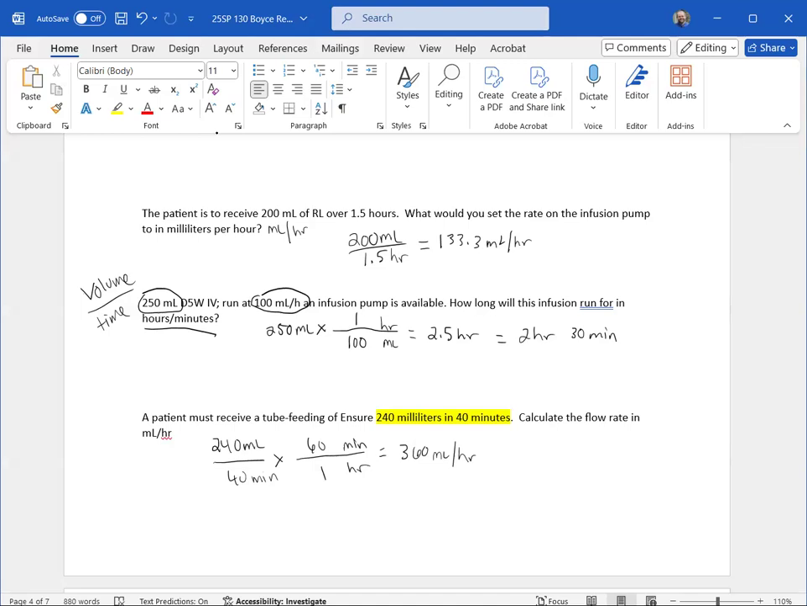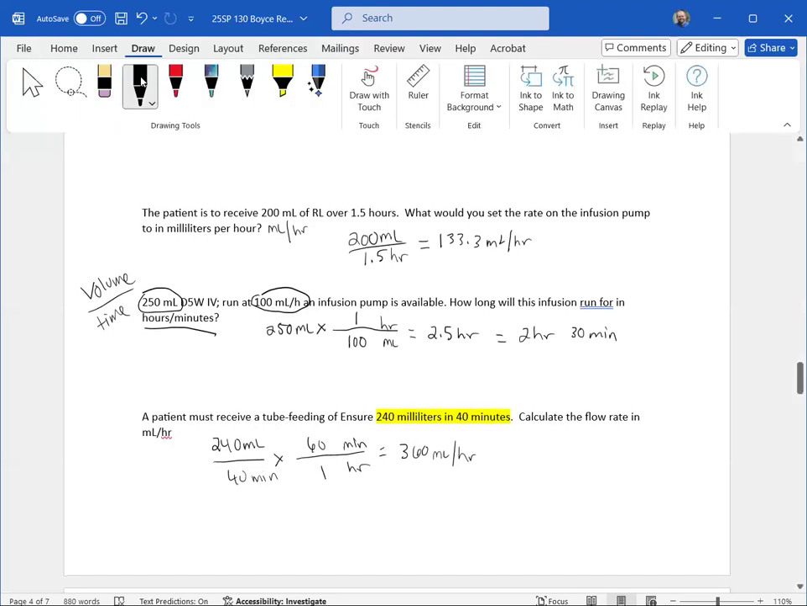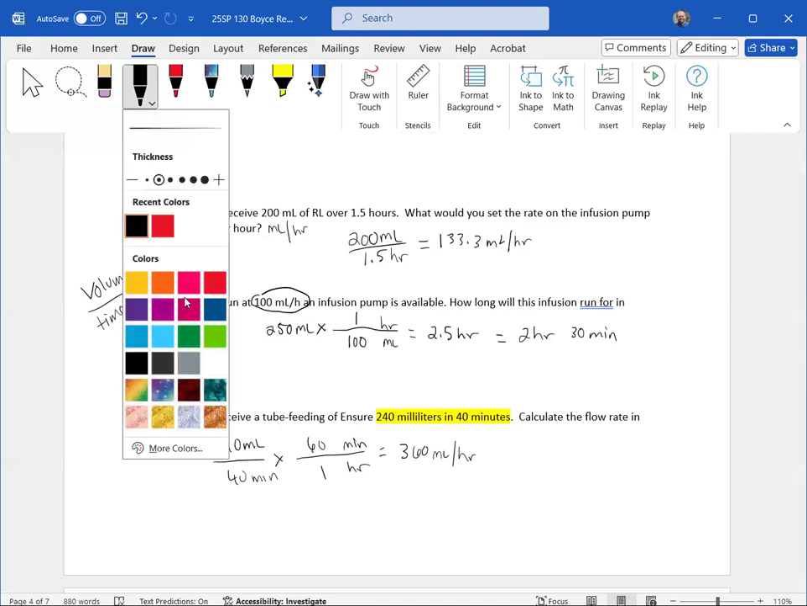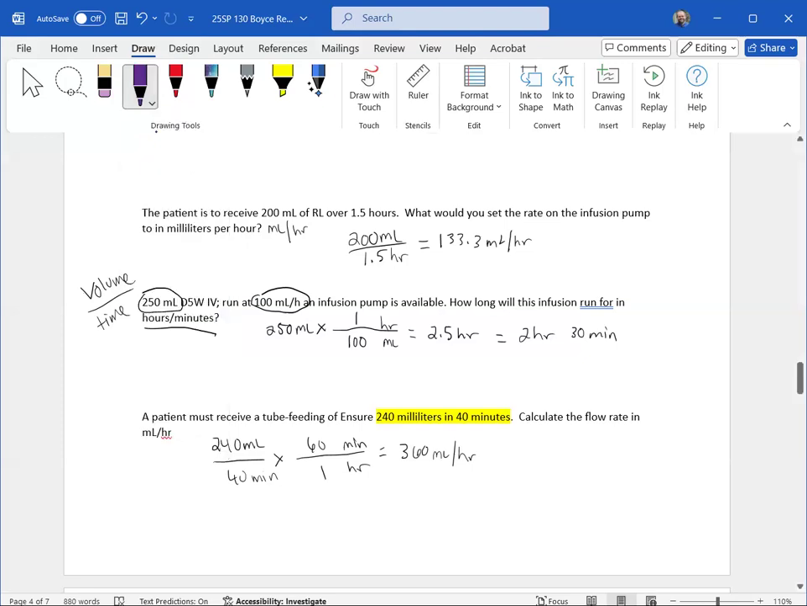Now, what if we had something like, instead of 250 ml, what if we had... I'm going to change my color here, that way we can be talking about something a little bit different. So I'm just going to write purple. That show up? Okay.